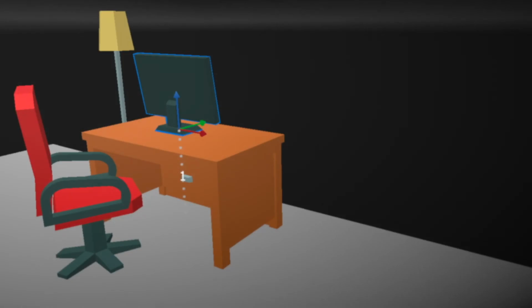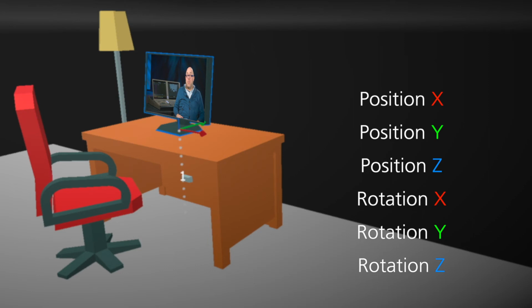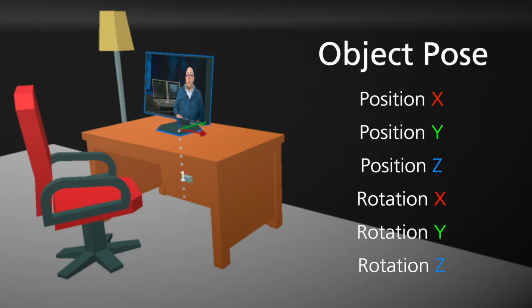Spatial position isn't the only important information about an object. We also want to know its rotation along each axis. That means that there are a total of 6 pieces of information that define the position and orientation of an object in space. This collection of data is often referred to as an object's pose information.